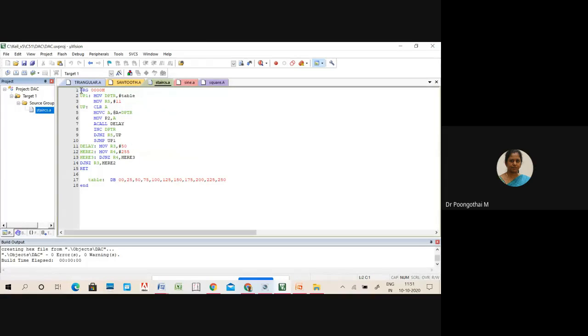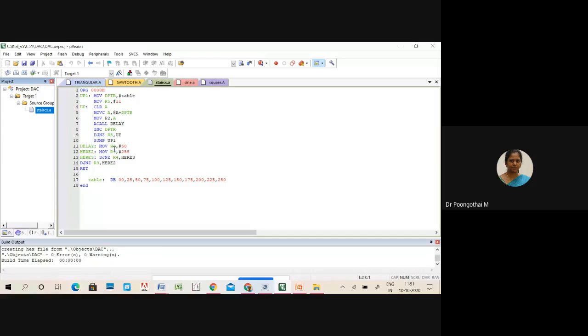So first, your program code starts at 000H, and you initialize your lookup table starting address to DPTR and initialize the count, clear the accumulator. Using this instruction, you can fetch your data bytes from the lookup table and move that value to P2, call the delay routine, increment DPTR, and repeat the loop until your R5 becomes 0.